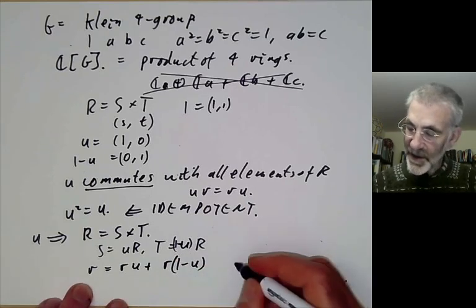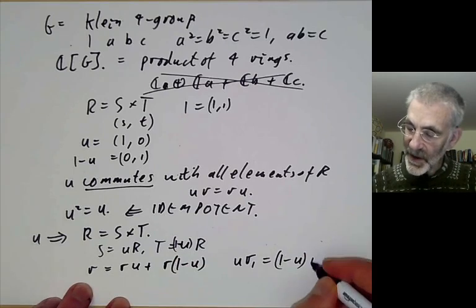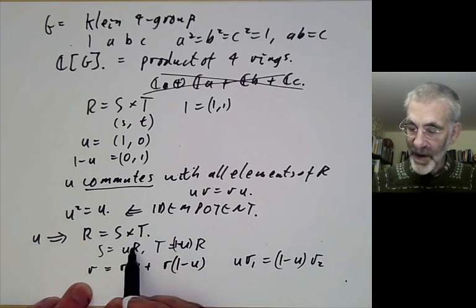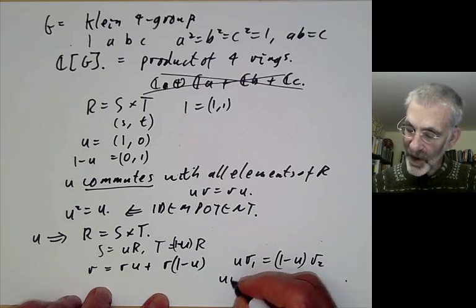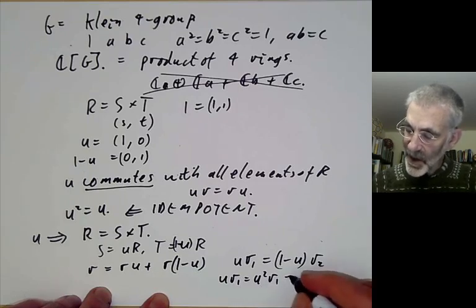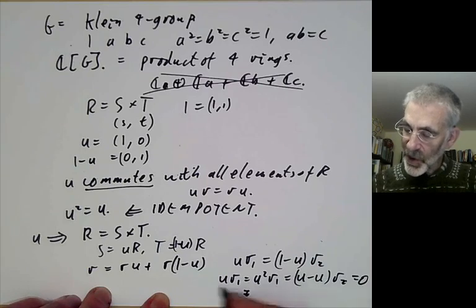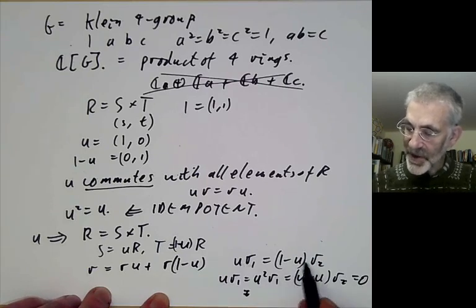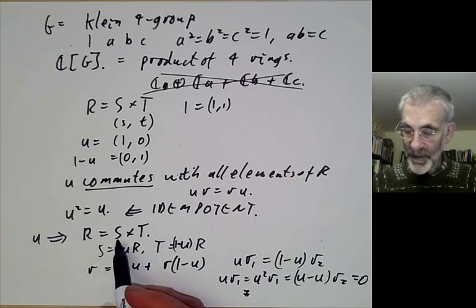And conversely, if u r1 is equal to (1 minus u) r2, so if you've got something that's in S and in T, then multiplying both sides by u, we find u r1 equals u squared r1, because u is idempotent, which is equal to u(1 minus u) r2, again because u is idempotent, which is 0. So u r1 must be 0 and (1 minus u) r2 must be 0. So R splits as a product of two rings.